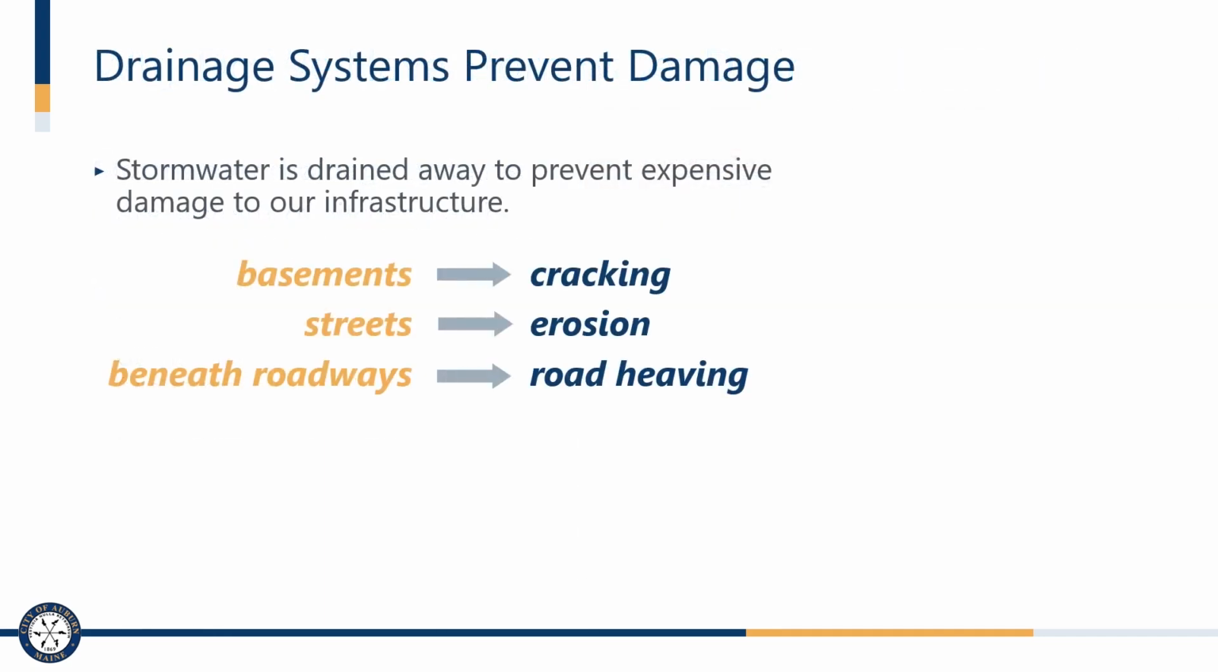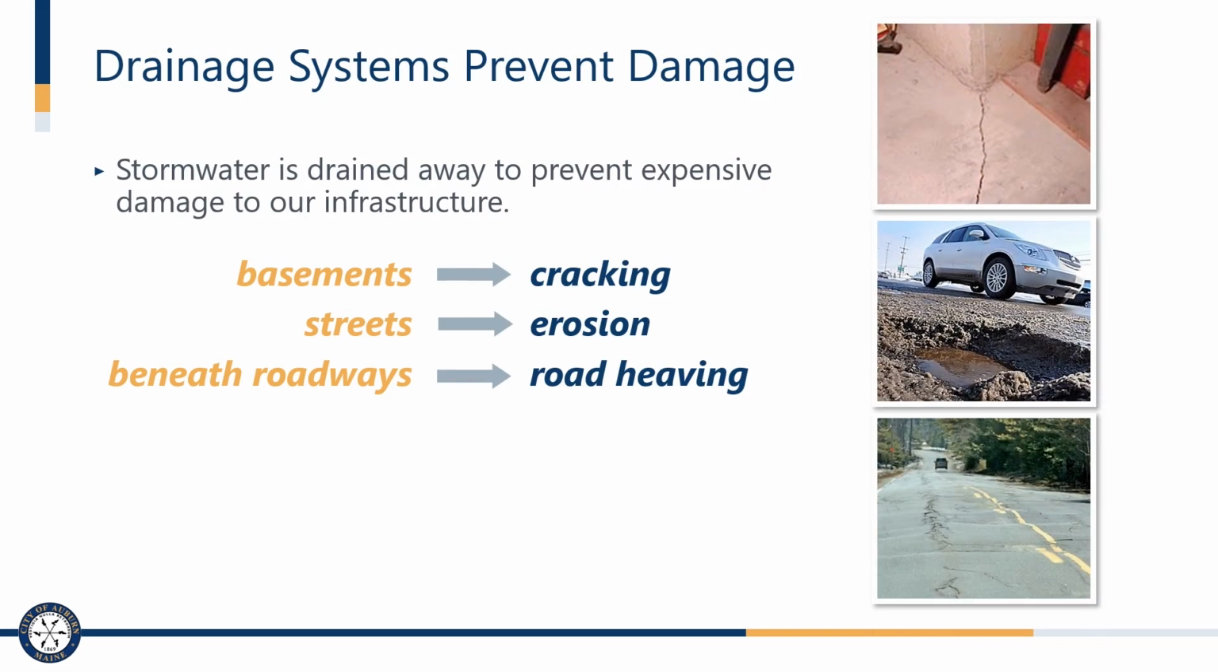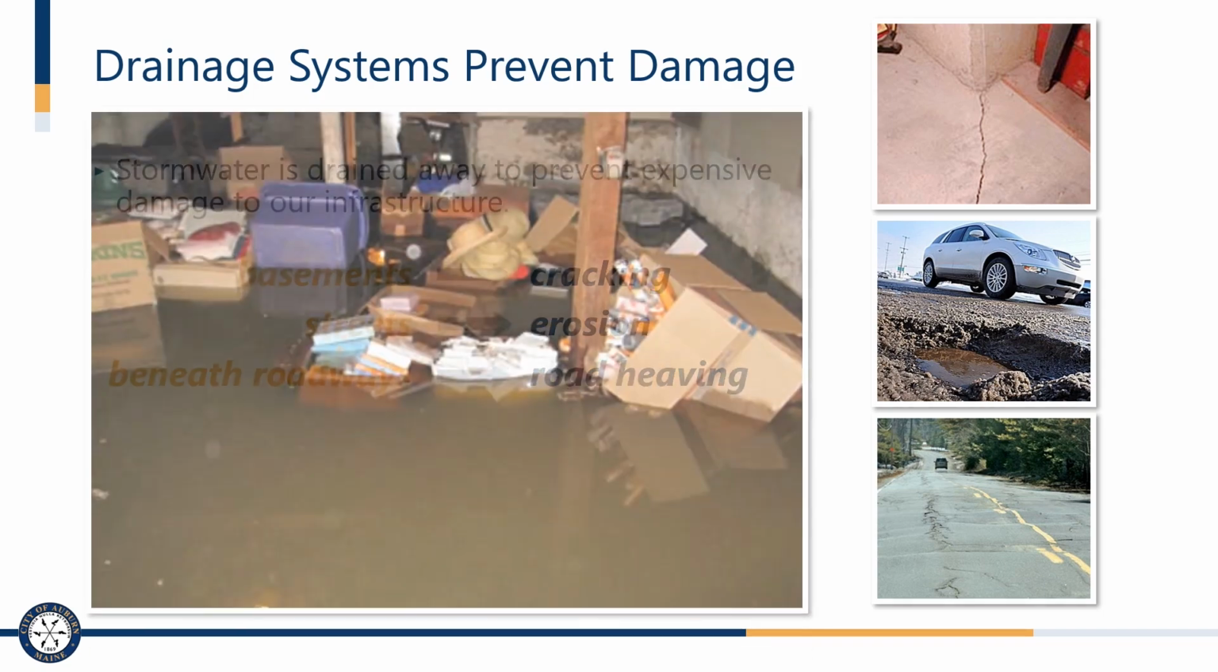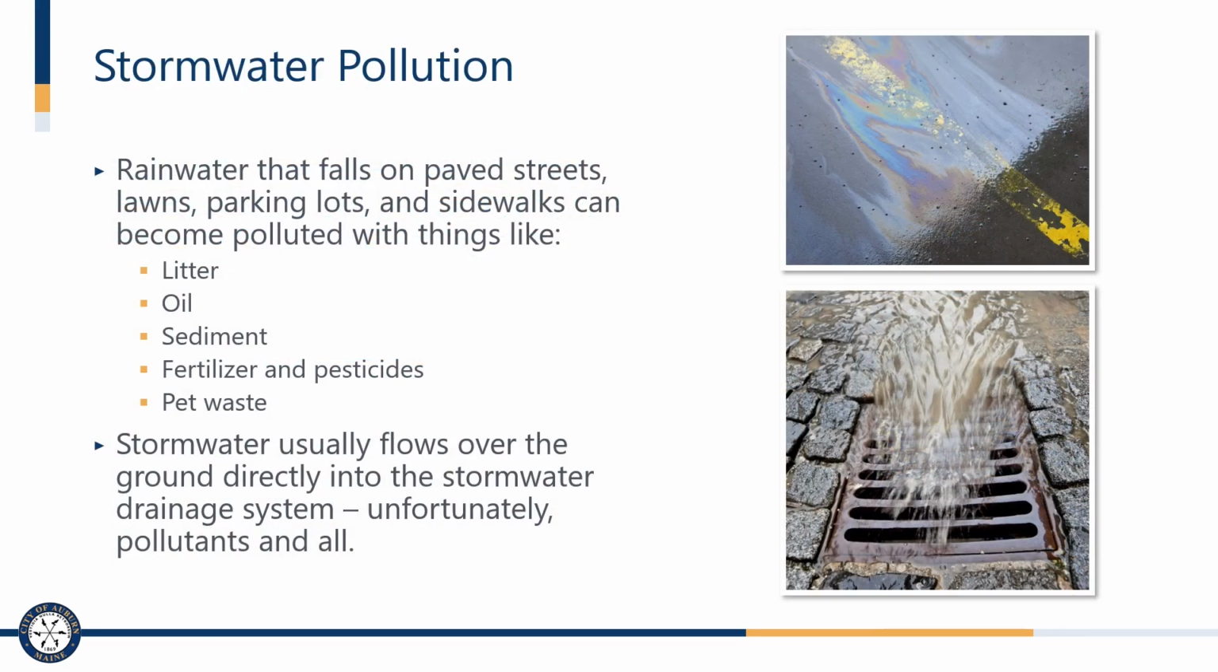Pooling and flooding can lead to expensive damage to our infrastructure. It can cause foundation walls and basement floors to crack. It can cause basements to flood. It can cause erosion in our streets. And if stormwater gets underneath pavement, it can cause the pavement to heave in the wintertime, which can damage our vehicles.